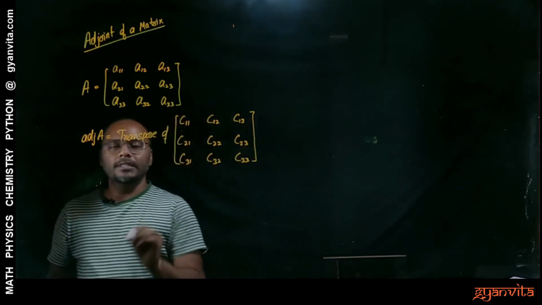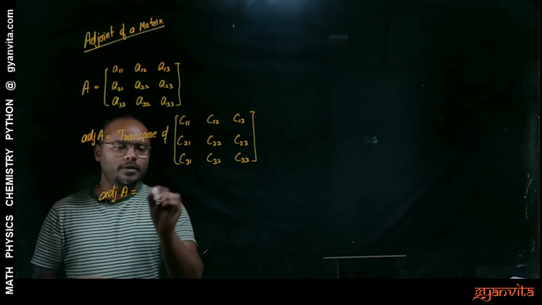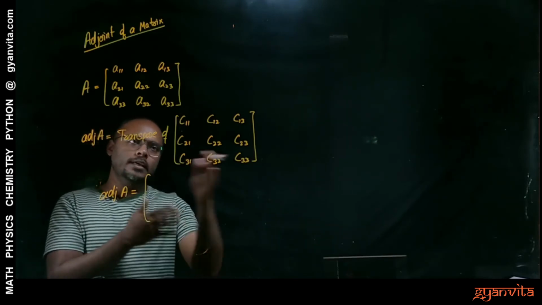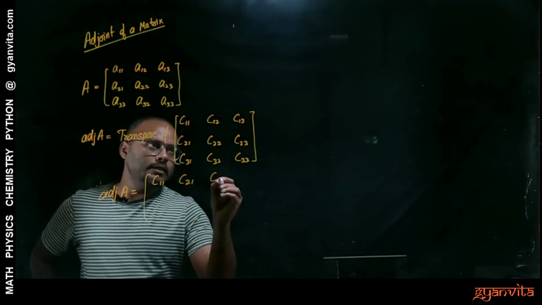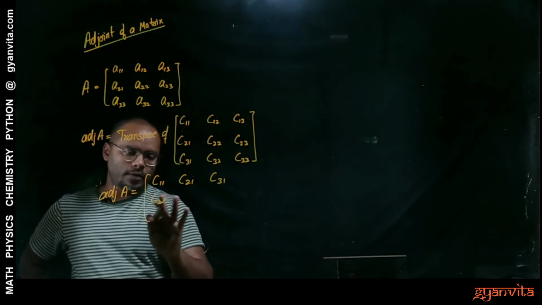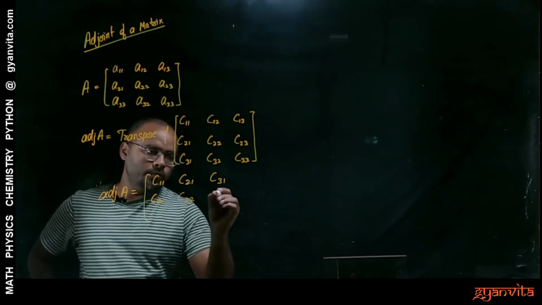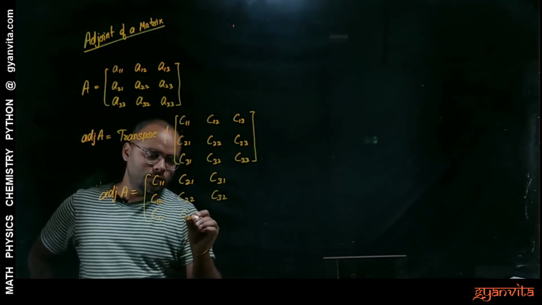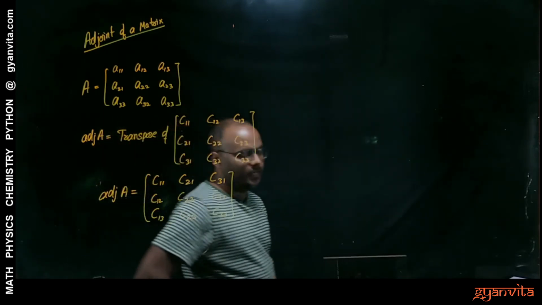That means adjoint of A will be, in this case, you have to transpose, means interchange rows and columns. So C11, C21, C31, C12, right? C22, C32, C13, C23 and C33. This is the adjoint.